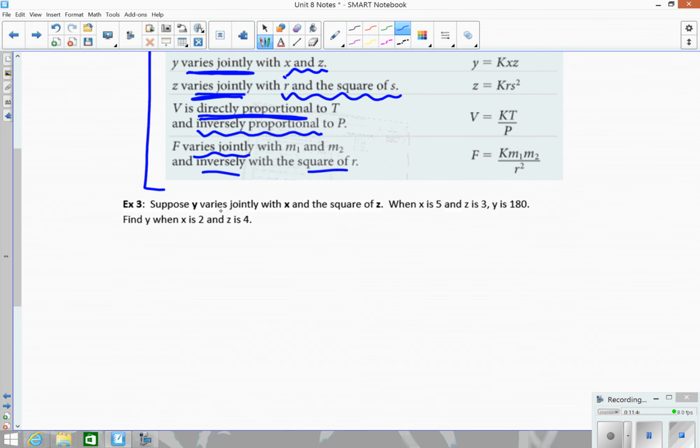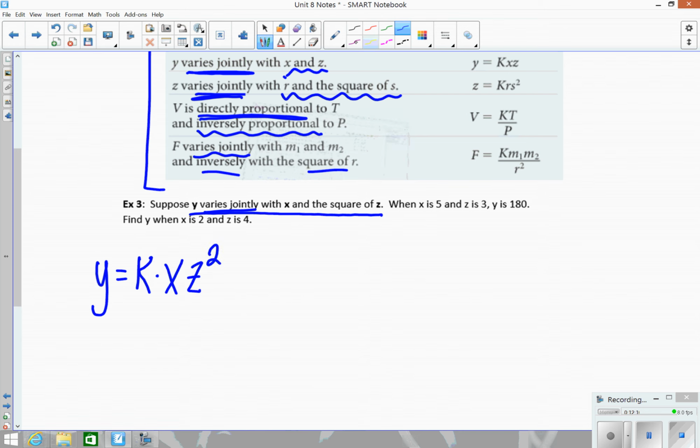So let's look at one example of how to set up a problem with this. So we start with our scenario. Suppose y varies jointly with x and the square of z. So y varies jointly with these two variables. Since it doesn't say anything about inversely proportional or varies inversely, this means that there's going to be some constant times each of these. So k times x times z squared.